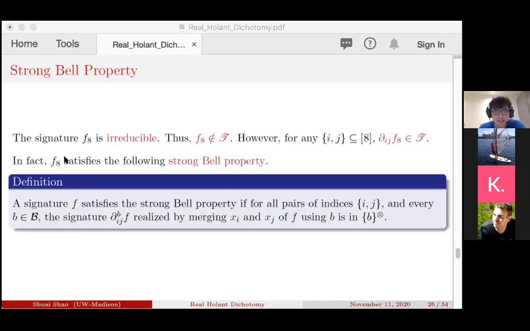And in fact, this signature satisfies the following strong bio property. We say a signature satisfies the strong bio property if for all pairs of indices i and j, and for every bi-binary signature B, the signature realized by merging variables xi and xj of f using this B is a tensor product of the bi-binary signature B. So this bi-binary signature B is the same signature B that is used for the merging gadget. If you use B to do the merging gadget, you get a tensor product involving B itself.